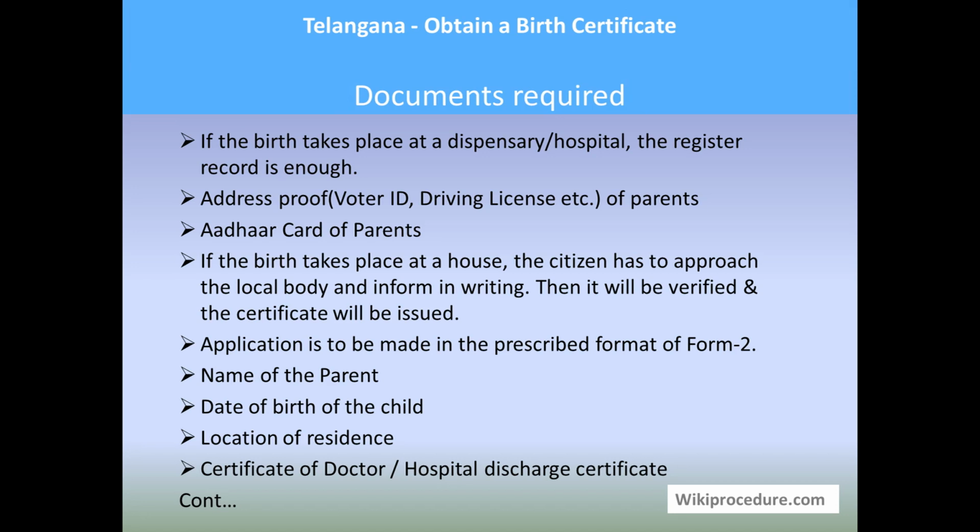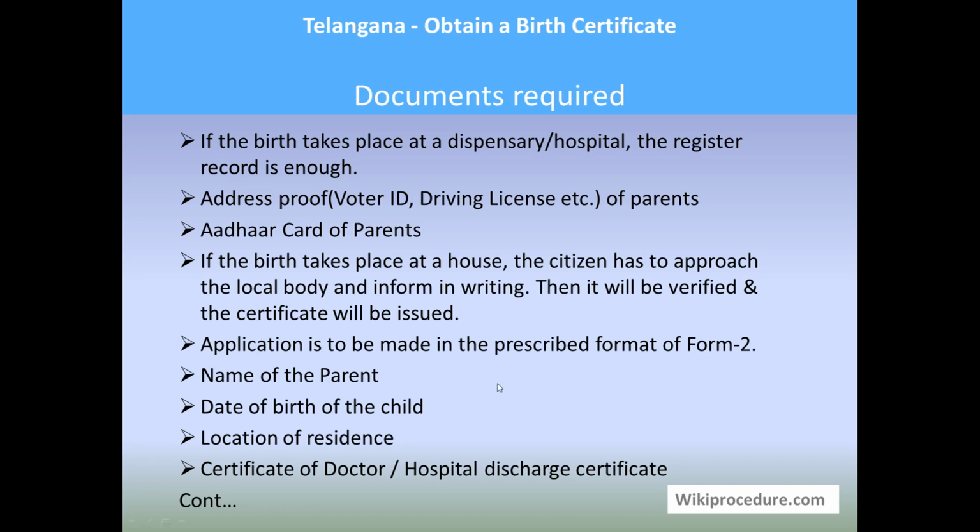Let us see the documents required for this procedure. If the birth takes place at a dispensary or hospital, the register which they maintain in the hospital record is enough to proceed for this procedure. The address proof like voter ID, driving license of the parents is required, and Aadhaar card of the parents is required. Suppose the birth takes place at a house, the citizen has to approach the local body and inform in writing in the register mentioned there. Then it will be verified and the certificate will be issued accordingly.